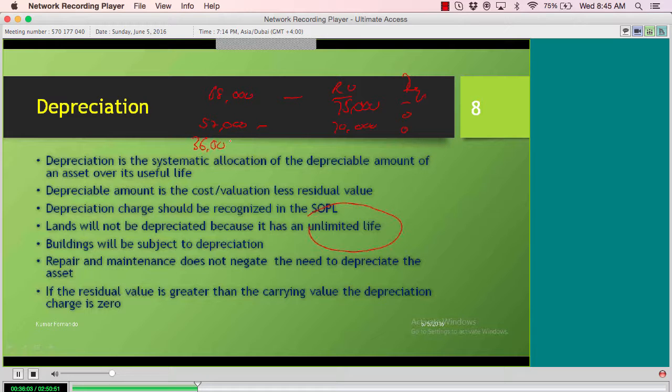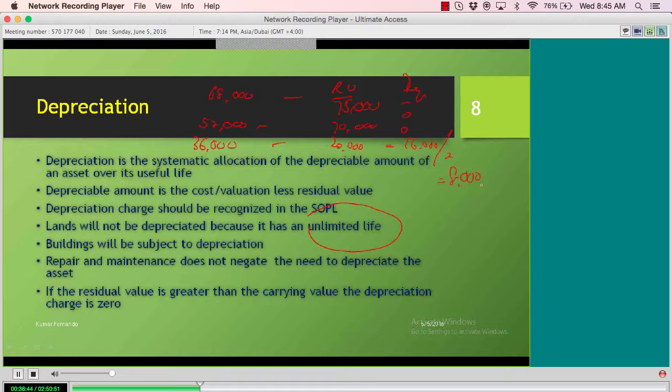Residual value could be, let's assume, 20. Now again, you can see there's a depreciable amount of 16,000. So you have to find out at this point, what is the estimated useful economic life for this asset? Maybe one year or maybe 2 years. In that case, you will charge 8,000 to the P&L. So this is what we do with the depreciation.